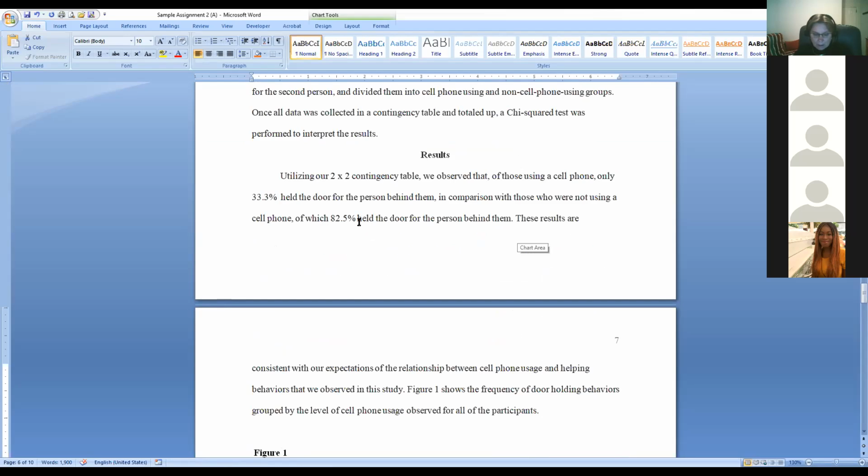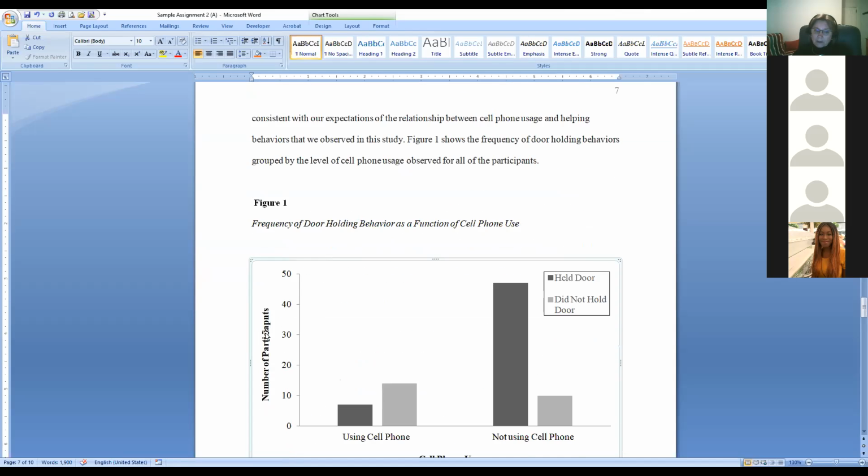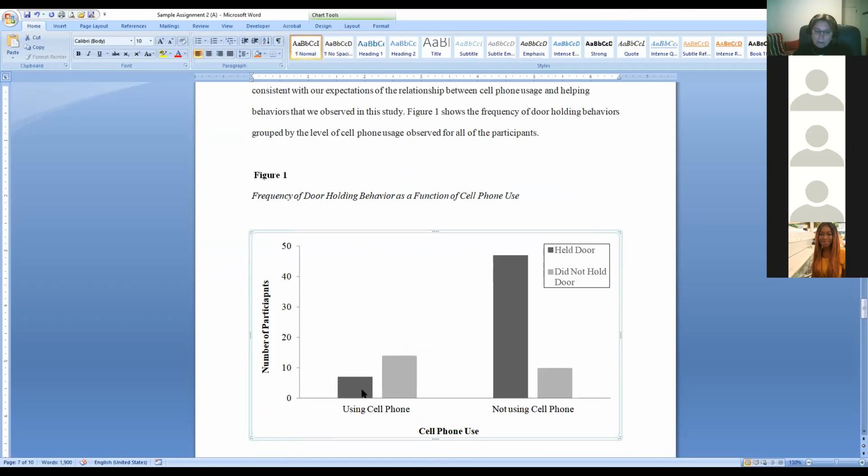And the reason why it's a good thing to do is because APA does not allow it. It's not the right thing to do, to repeat the same information in the figure and in the text. So if you look at the figure, the figure is in frequencies. That is, how many people who were using the phone held the door? Well, it looks like 8 or 7. How many people who did not use the phone did not hold the door? Well, that's, what was that, 14?